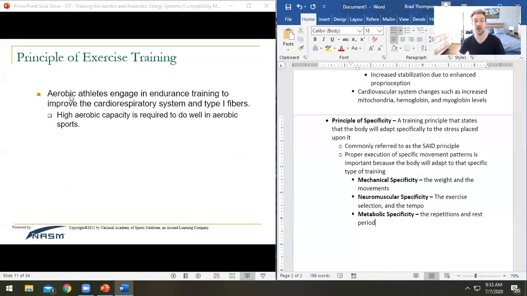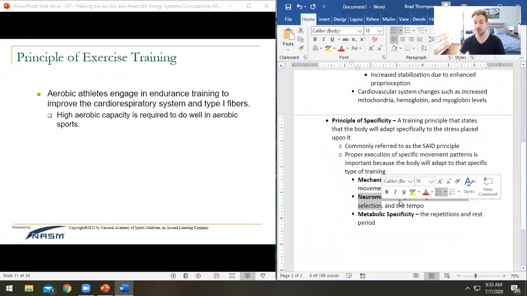Aerobic, so here's an example, right? Aerobic athletes who engage in endurance training, they're the ones who are going to improve their type 1 fibers, right? So mechanically, they're going to pick low weight exercises. They're probably going to focus more on the legs just because there's more muscle in the legs. And so you're going to see aerobic athletes get really good at leg exercises. Neuromuscularly, they're probably going to do relatively unstable exercises for their exercise selection, and their tempo is probably going to be relatively slow.